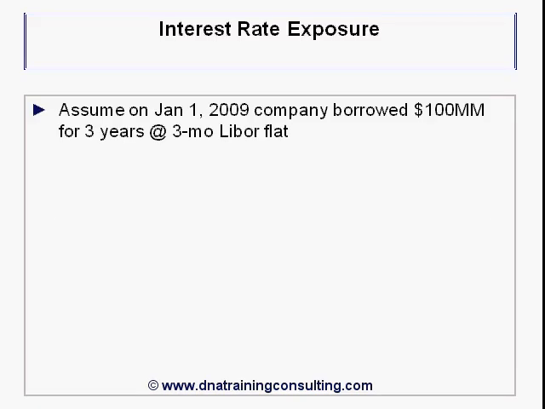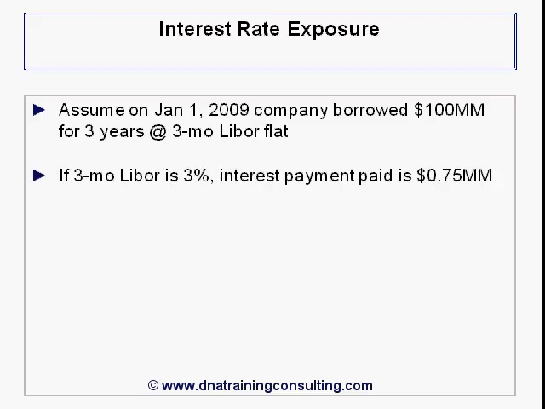Assume first that a company has borrowed $100 million for 3 years at LIBOR flat and is required to pay quarterly interest based on 3-month LIBOR. The loan is advanced on January 1, 2009 and thus matures on January 1, 2012, with interest payments being due on April 1, July 1, and so on.